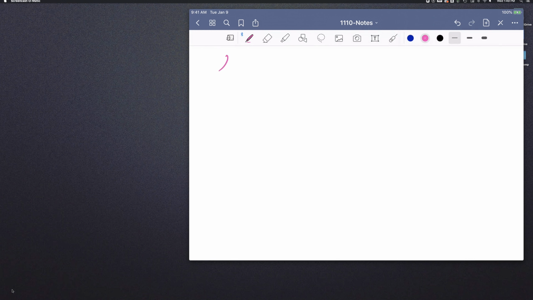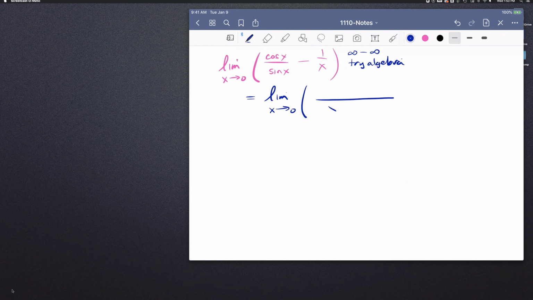So we have the limit of an infinity minus infinity form. We have the cosine of x divided by sine of x minus 1 over x. And the only way I know to begin thinking about this indeterminate form is to maybe just try some algebra. Just put this into another form that maybe we have a chance of working with. Okay, it's the only thing I can think to do here, and the algebra I'm seeing is to essentially get a common denominator.